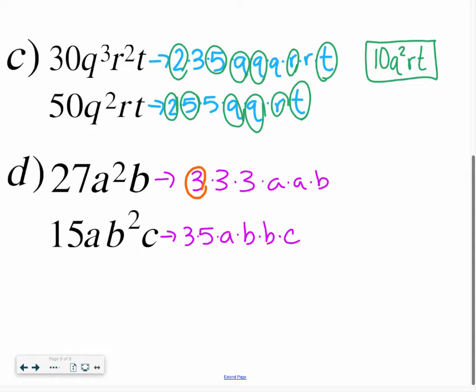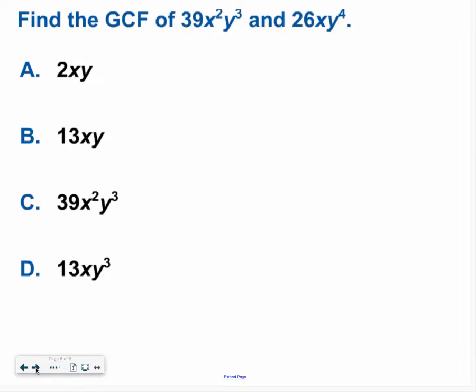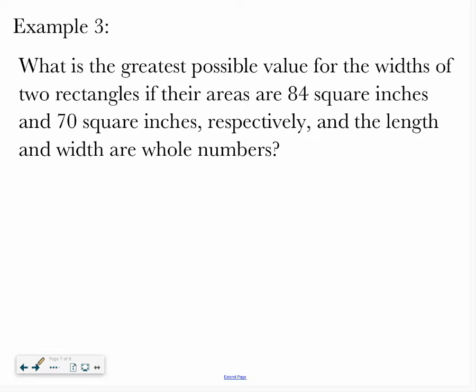So we have a 3 and a 3. We have an a in common, and we have a b in common. So I know my answer is going to be 3ab for my greatest common factor. Why don't you go ahead and find the greatest common factor of 39x squared y cubed and 26x y to the 4th. Hopefully you ended up with 13x y cubed. If not, be sure to ask for some help.